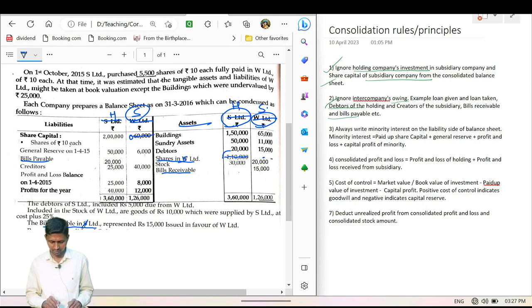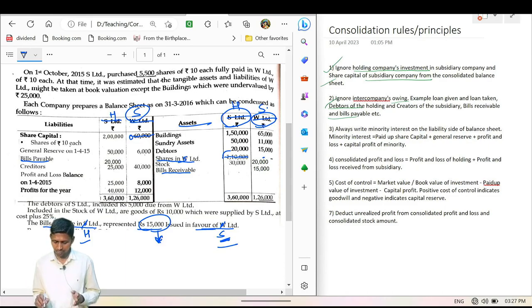Bills payable of S, that means bill drawn by Holding Limited, represented 15,000, issued in favour of Subsidiary Limited. Bills payable of Holding of rupees 15,000 issued in favour of Subsidiary. That means what they are saying is, there is a relationship between holding and subsidiary for rupees 15,000. That means 15,000 is common, they are saying. If 15,000 is common on both sides of the balance sheet, then you must ignore 15,000 from both sides of the balance sheet. Correct or not? Then ignore it.